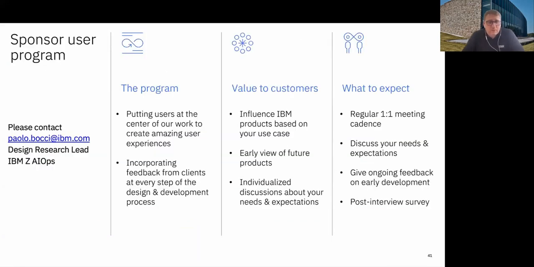I just want to briefly call out, if you have an interest in the Sponsor User Program, please contact Paolo Bocci or Chris or myself as the speaker here. It's essentially a way for you to articulate the requirements that you have for the platform, and also be involved in future product decisions so that your requirements are met.